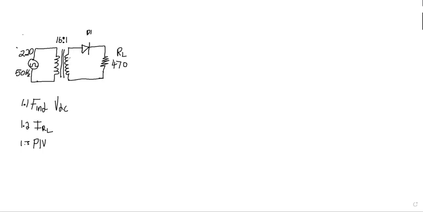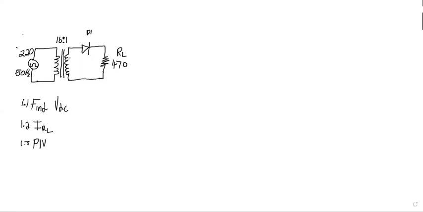On this circuit, we were asked to calculate the average voltage, which is the DC voltage of the circuit, and IRL, which is the current through RL, and the PIV, the peak inverse voltage of the circuit. So we are asked three things: find VDC, find IRL, and find the peak inverse voltage.